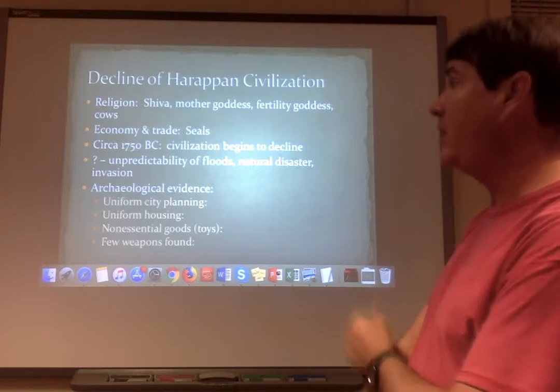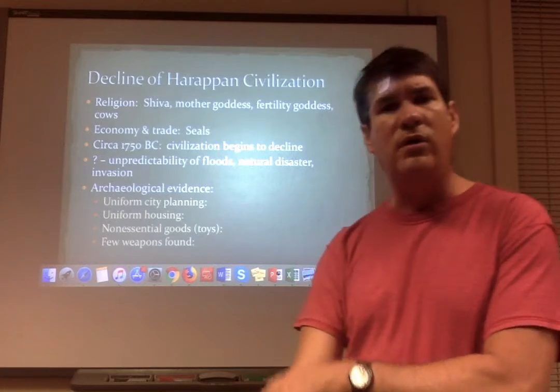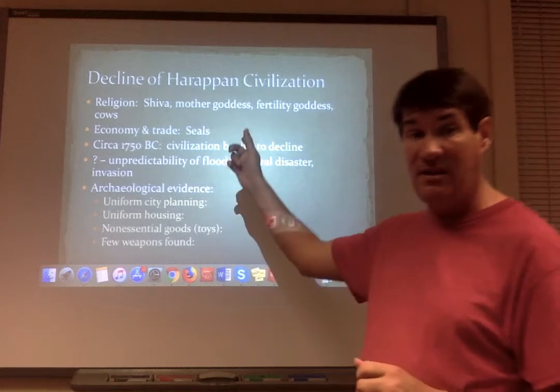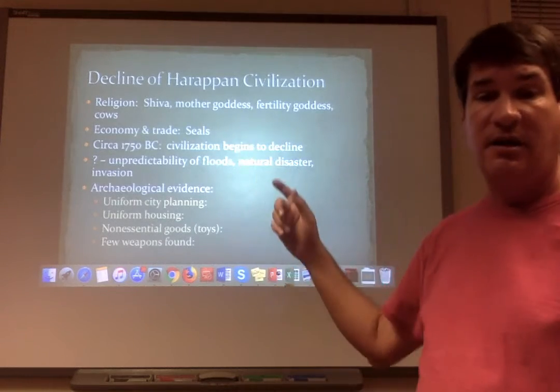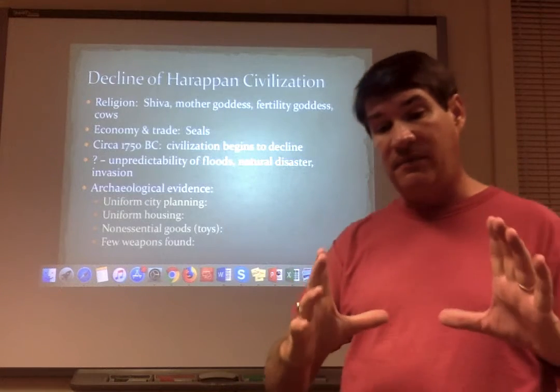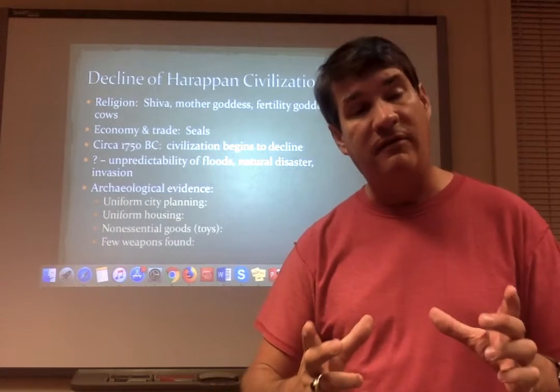So economy and trade, they had a very large civilization that would trade. And the evidence we have of that is something we'll look at that are called seals. Now, I don't mean the thing at SeaWorld that claps his hands and balances the ball on his nose. I mean something that would be a label of a package or something.